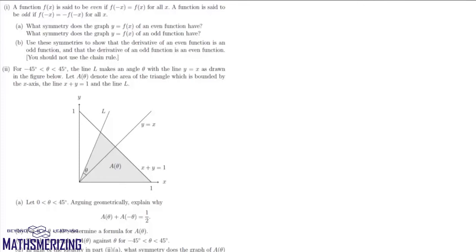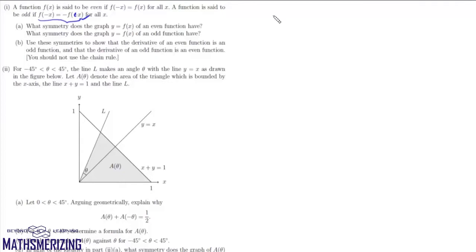Now question number 4 is, we are given the definition of even function and odd function. And actually in the paper, they have printed it wrongly. The condition for an odd function is f(-x) is minus f(x). So we'll assume the right condition and then we'll solve this question.